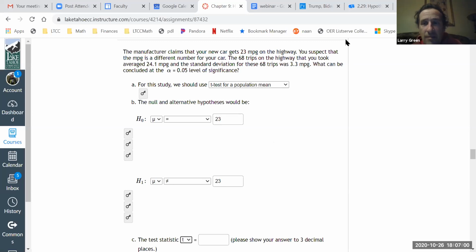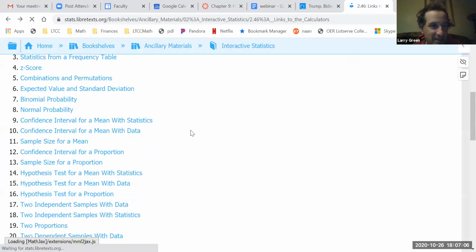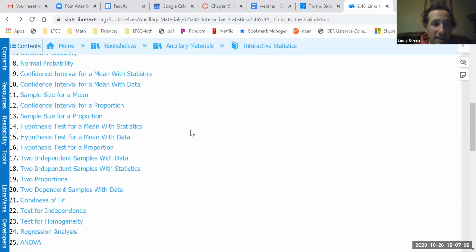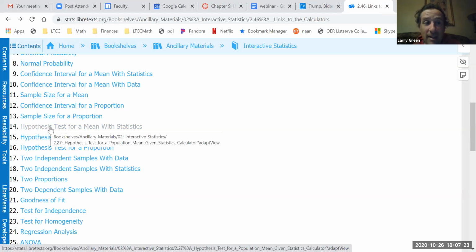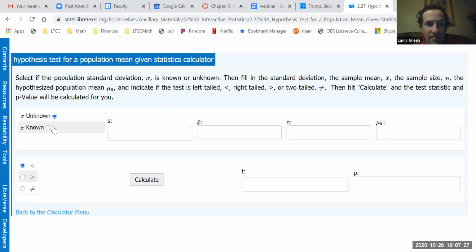Okay, so now what we need to do is go back to our calculator. This is going to be interesting. See if you guys can tell me which number we are going to. Yeah, this is a 14. It's hypothesis test for a mean with statistics. Okay, sigma is unknown.